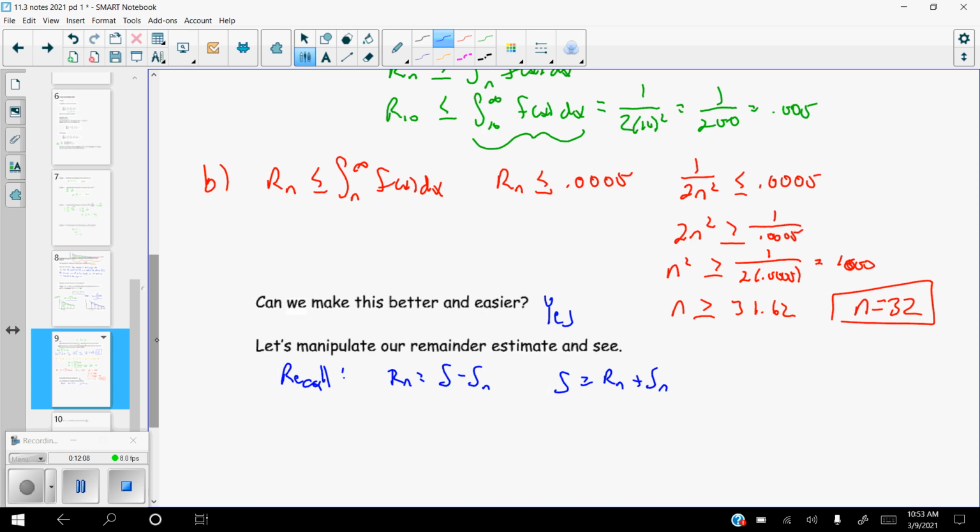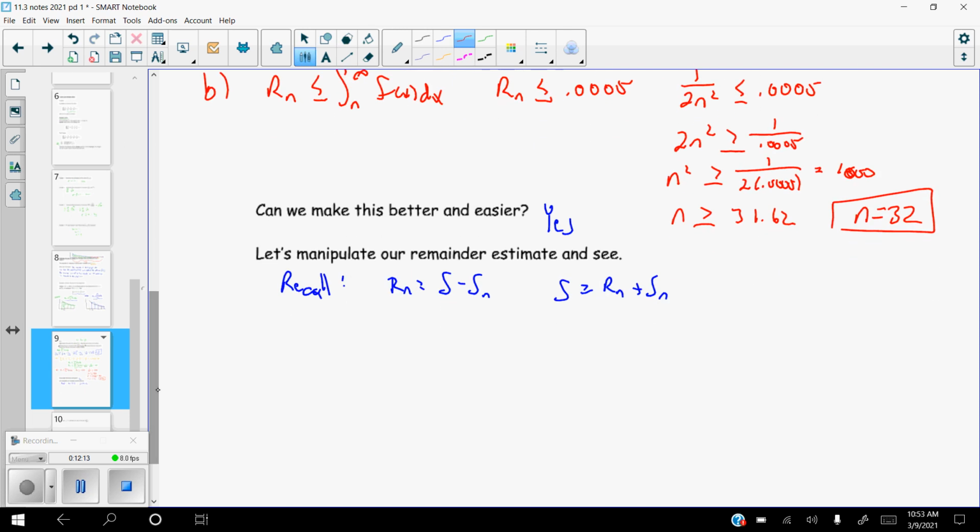Okay, so now let's go ahead and look at the inequality that we stated on the other page. It says the integral from n plus 1 to infinity of f of x dx is less than or equal to our remainder of the first n terms, which is less than or equal to the integral from n to infinity of f of x dx. That's what we developed on the other page.